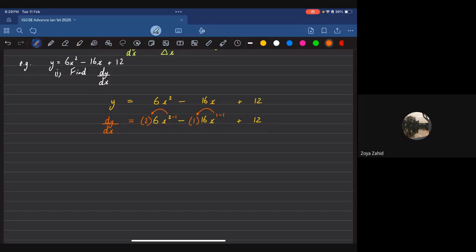You don't write 12. Okay. All right. Yes, Basit, you're raising your hand. Nothing. All right. No worries, Basit. Zoya is absolutely right. If there is no x over here, that means x is raised to the power 0. Why? Because we already know x raised to the power 0 is equal to 1.